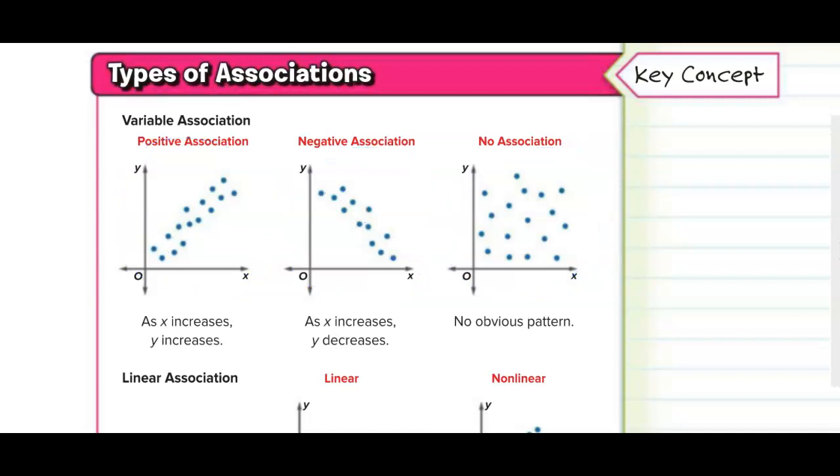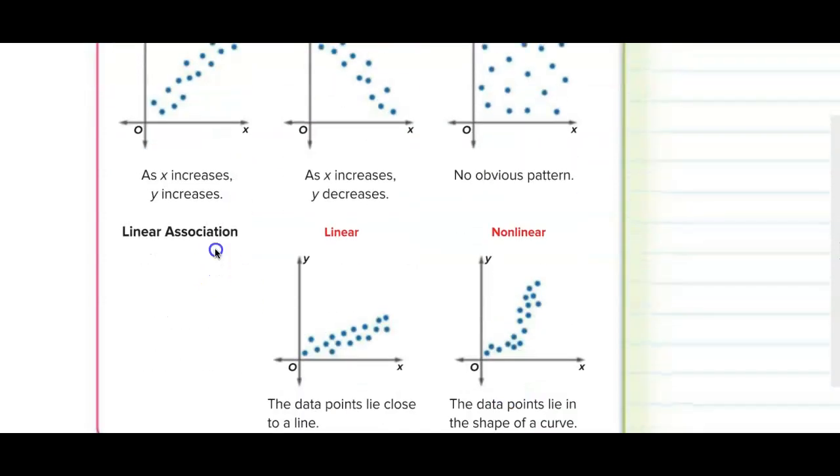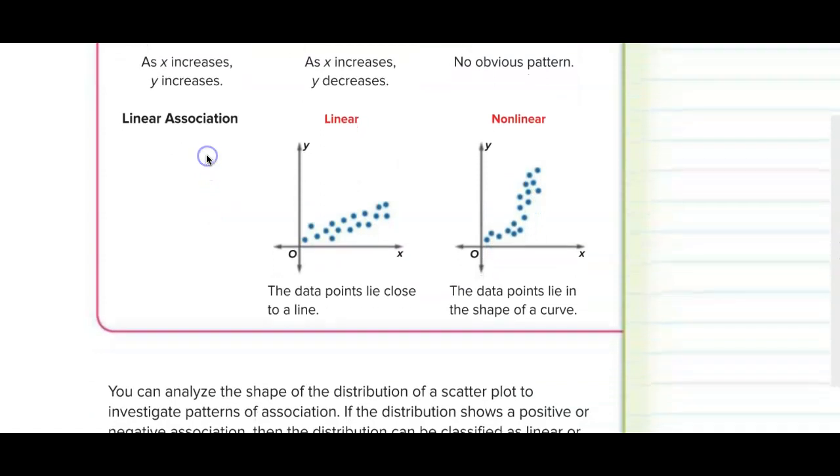Some other vocab that we need to talk about is if you have a positive or negative association, you can also have a linear association. So looking at the dots, do they generally go in a straight line, or do they kind of have a curve to them? If they generally go in a straight line, they're going to have a linear association. But if they kind of have a curve to them like this one, that's going to be nonlinear. It still has, reading it from left to right, a positive association because in general they go up. It's just that they don't go up in a straight line. They kind of have a curved line to it.